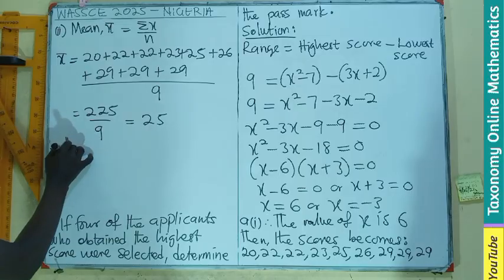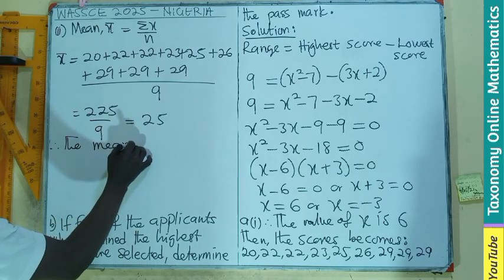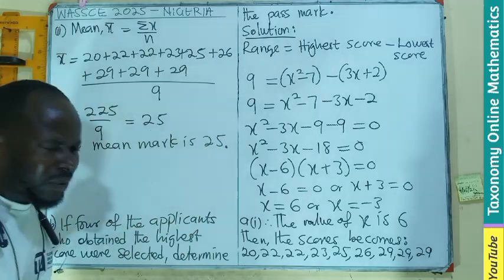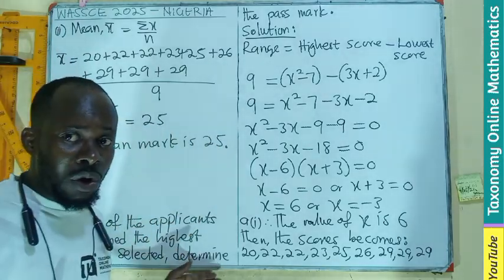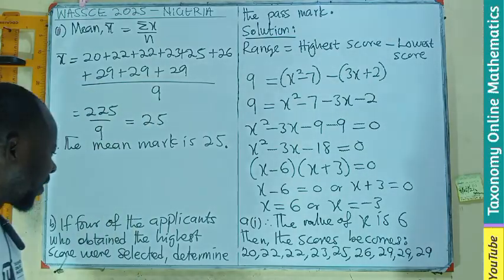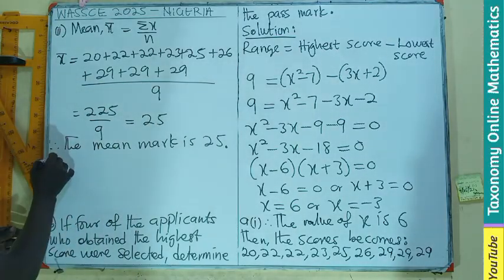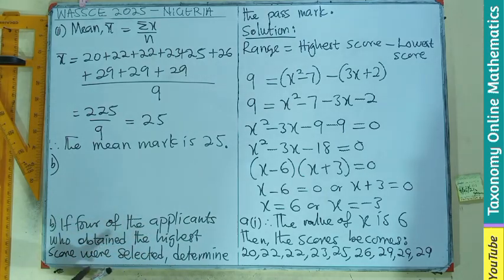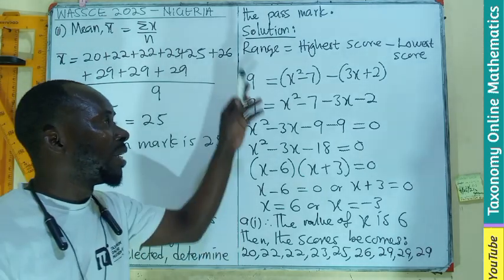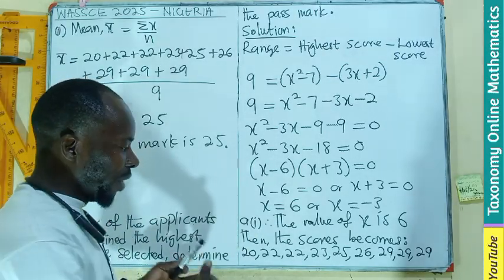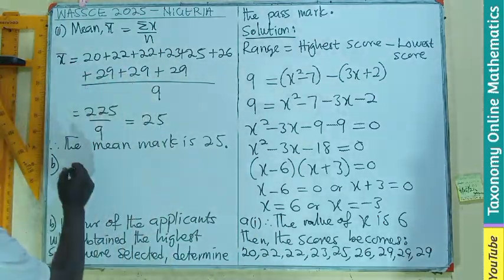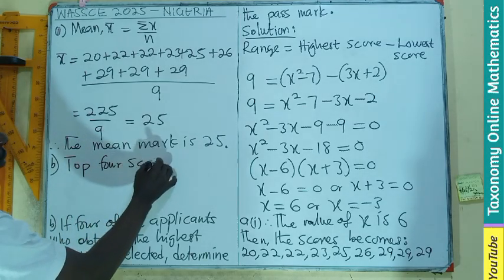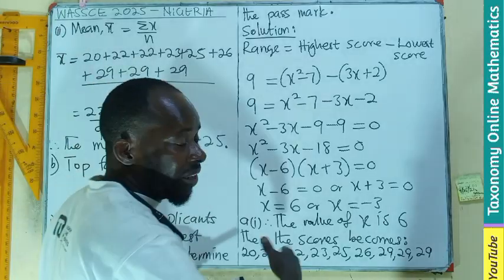So we can say that the mean mark is going to be 25. All right, that's the average of the scores obtained by the 9 applicants. Then for the B part: if 4 of the applicants who obtained the highest scores were selected, determine the pass mark. So it means that when we arrange this in order, the top 4 scores are the last 4.